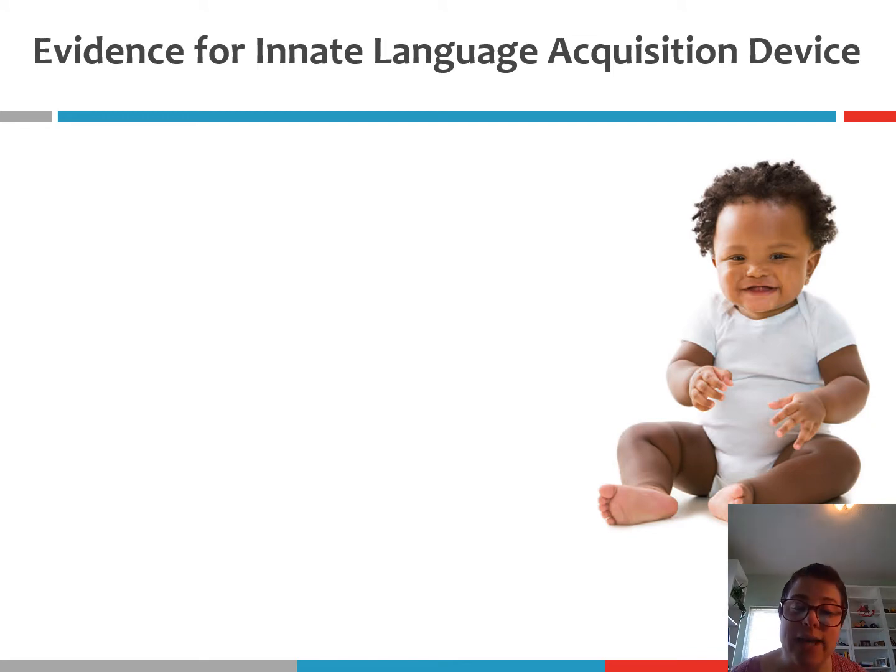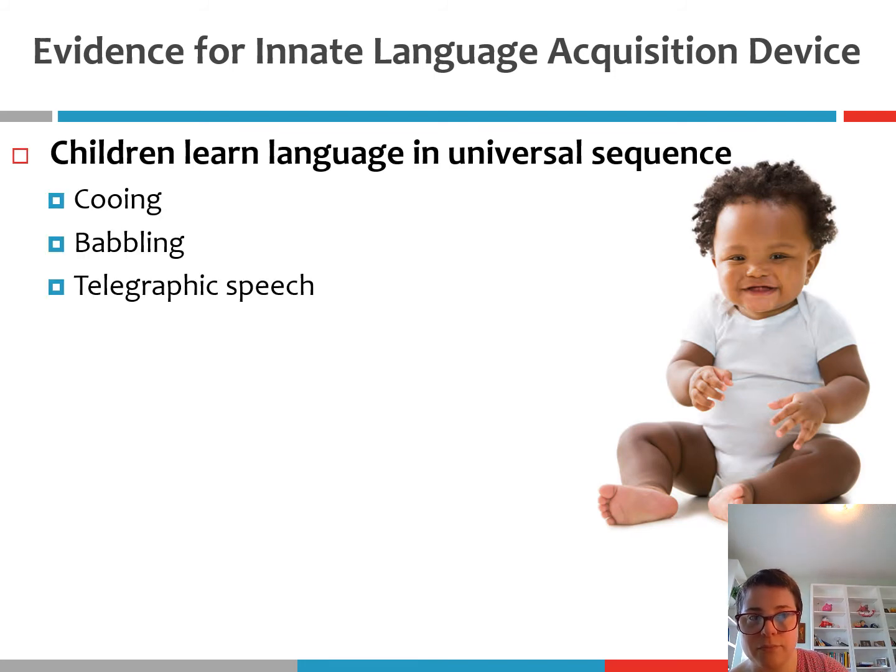Okay, so now I'm going to talk about different kinds of evidence, or different examples of evidence that seems to uniquely go against Skinner's behaviorist account and support Chomsky's cognitive account, or the account of the innate language acquisition device and universal grammar. Okay, so one of the primary pieces of evidence that seems to uniquely support Chomsky's account is that all language seems to be learned in a universal sequence, right?